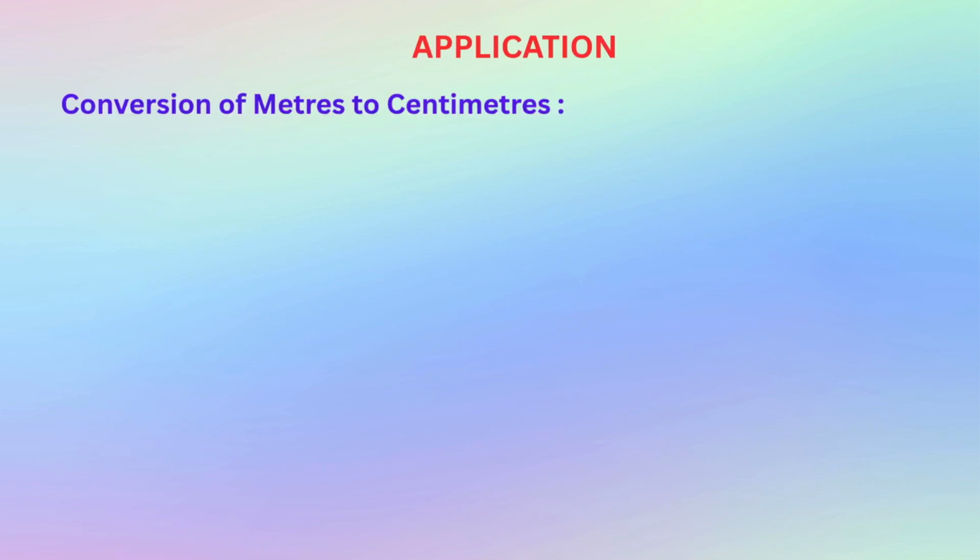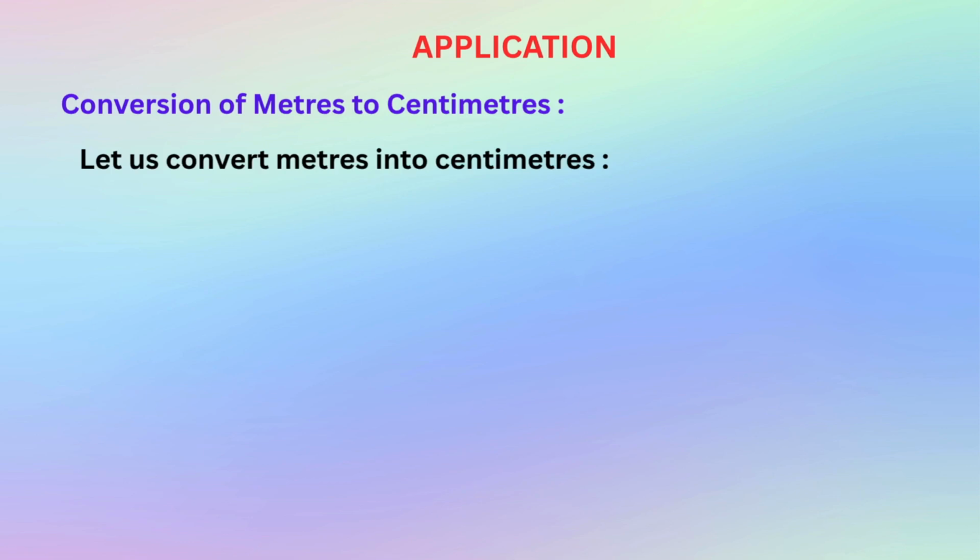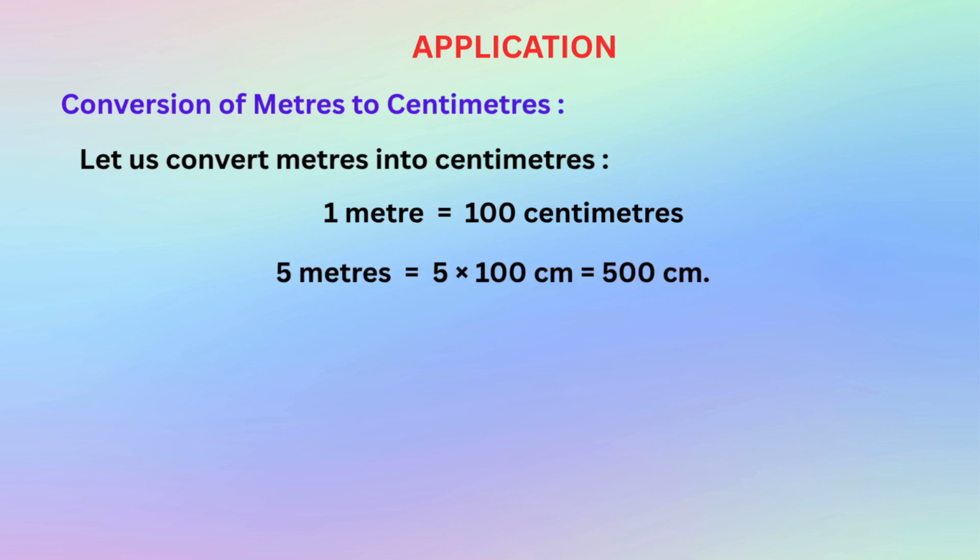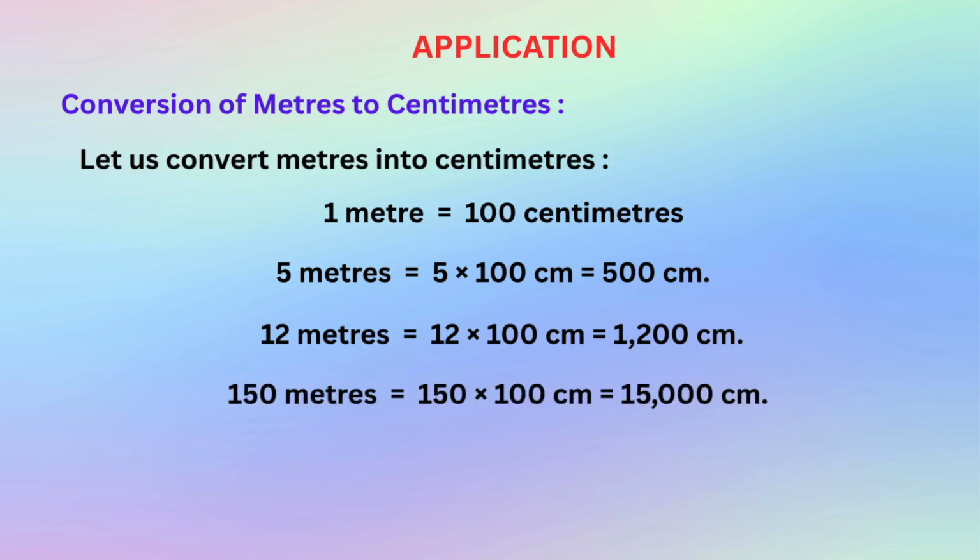Application: conversion of meters to centimeters. Let us convert meters into centimeters. 1 meter equals 100 centimeters. 5 meters equals 5 times 100 centimeters equals 500 centimeters. 12 meters equals 12 times 100 centimeters equals 1,200 centimeters. 150 meters equals 150 times 100 centimeters equals 15,000 centimeters, and so on.